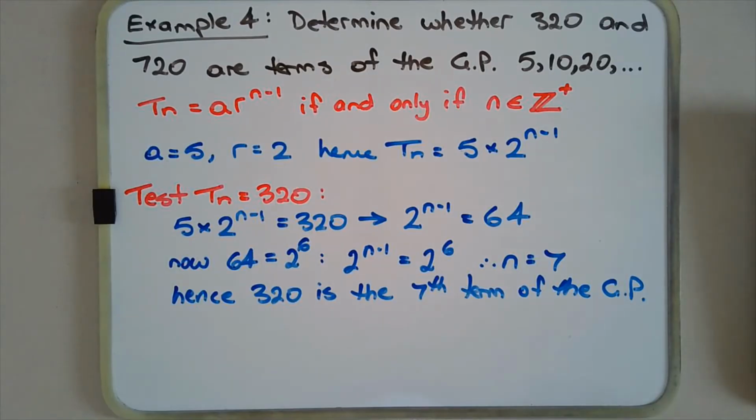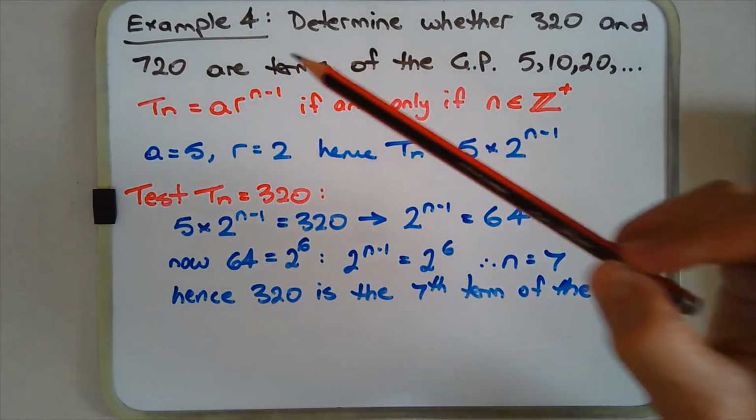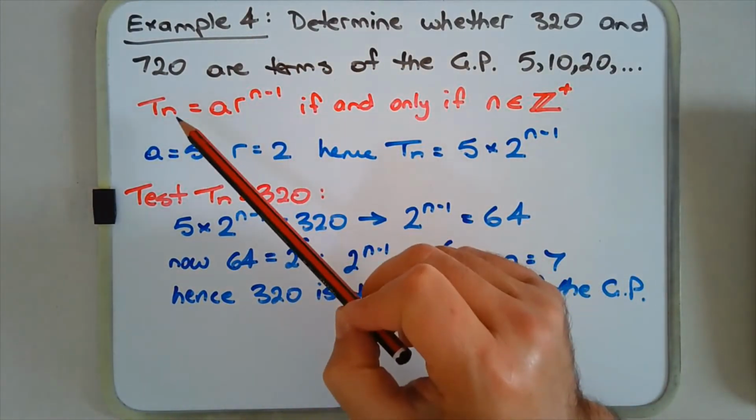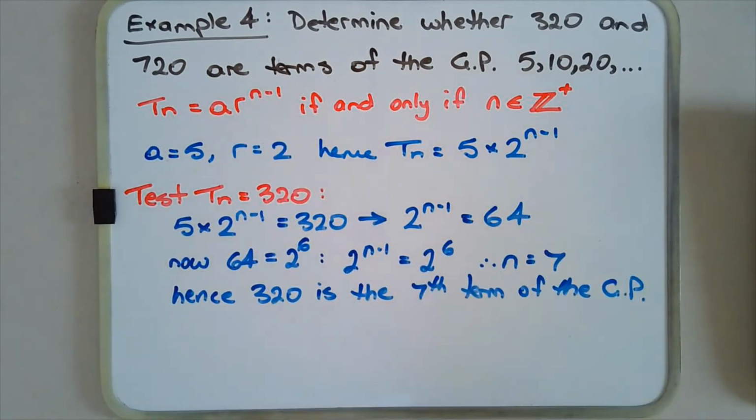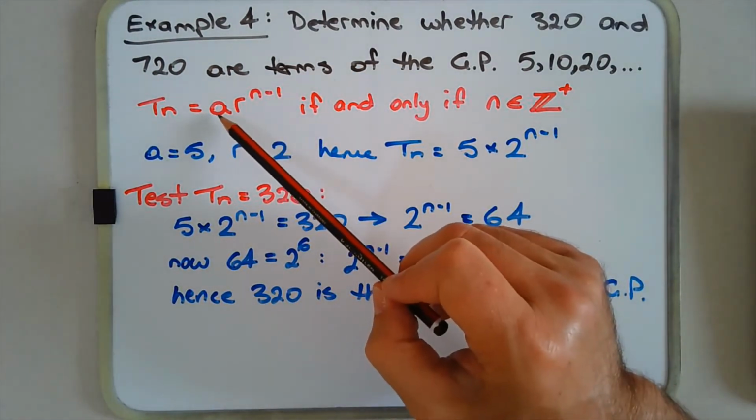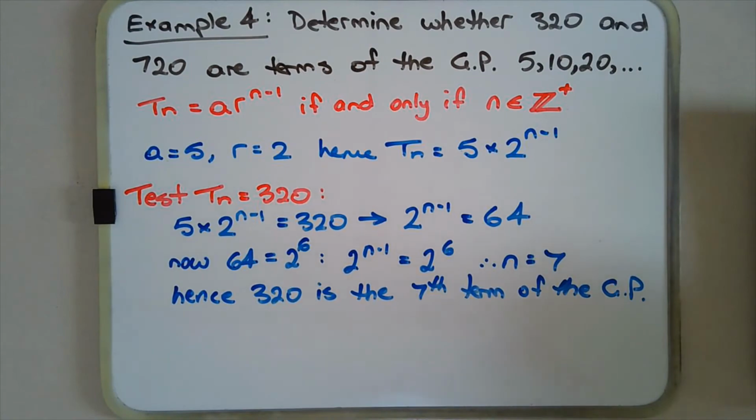Example 4. Determine whether 320 and 720 are terms of the GP, 5, 10, 20, and so on. Now to help us with this problem, we will use the formula for the nth term of a GP, that is Tn is equal to AR to the power of n minus 1, where A represents the first term and R represents the common ratio.